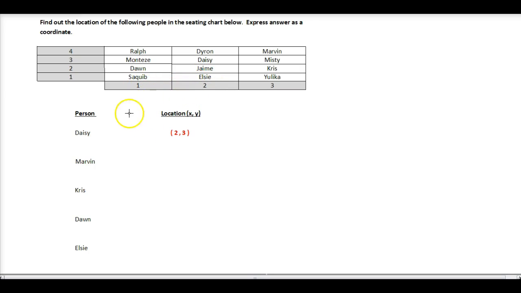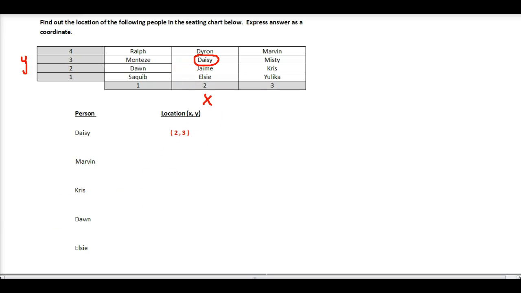But my point here is that when we do this, we want to make sure that we know that the 1, 2, and 3 that are here we're reading as x values, and the 1, 2, 3, 4 that we're reading here as y values. So of course, Daisy is right here, and we go 2 units in the positive x direction, 3 units in the positive y direction, and that's where she's located.